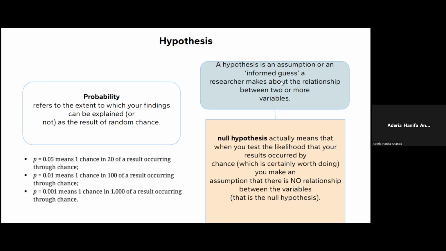And the hypothesis includes a null hypothesis. It means that when you test the likelihood that your results occurred by chance, which is certainly worth doing, you make an assumption that there is no relationship between the variables. So it's called a null hypothesis. We can see on the left side the formula P equal 0.05 means one chance in 20 of the result occurring through chance, and we can see in the picture the meaning of the formula itself.